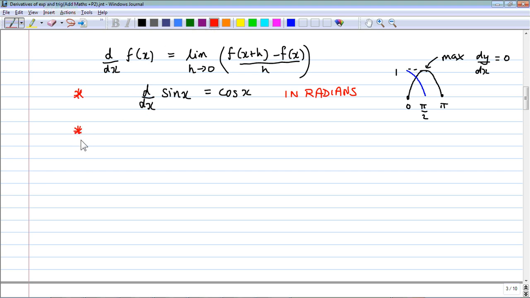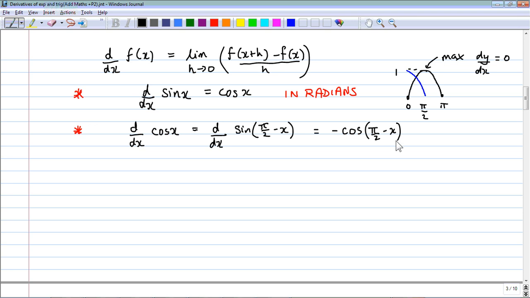The second key result, well, there's a number of ways to prove this, but maybe an easy way would be to write, if we wanted to find the derivative of cosine x, we could just rewrite cosine x as sine of pi over 2 minus x, and the derivative of that is equal to minus cosine pi over 2 minus x.